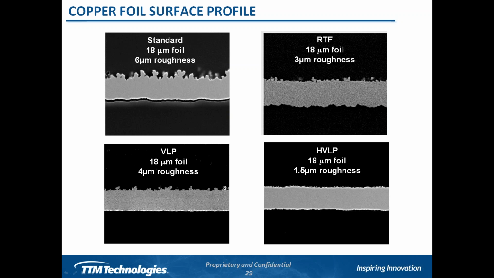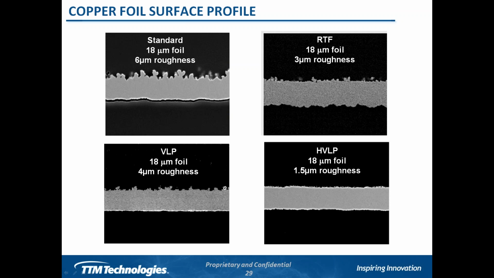And then we get to VLP foils, which have less roughness, and there's different categories of VLP. A very common VLP foil is a 4 micron roughness, but if you see a foil that's called VLP2 or VLP1, those numbers are the roughness numbers attached to that foil. So a VLP foil that is VLP2 has 2 micron roughness.